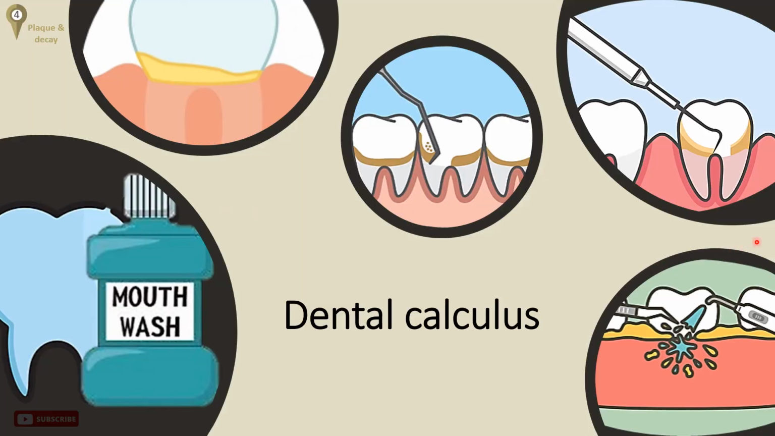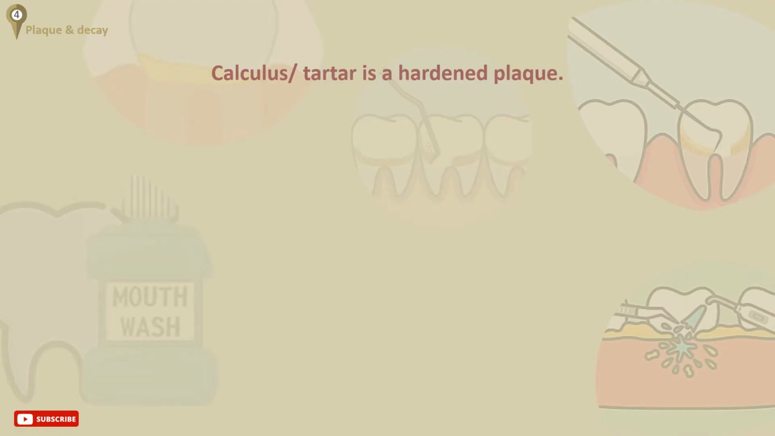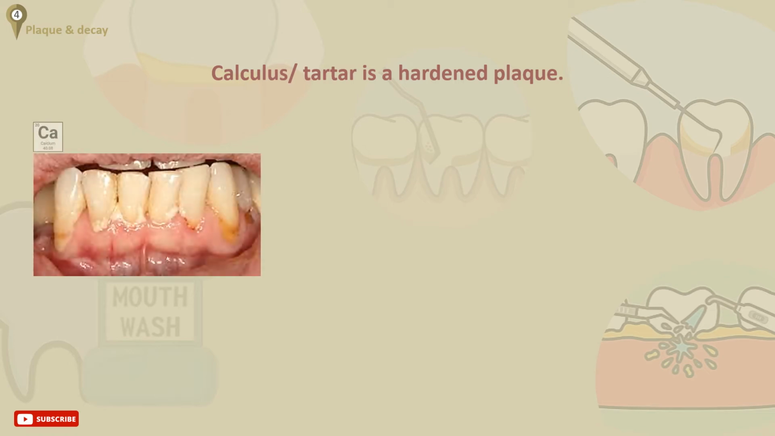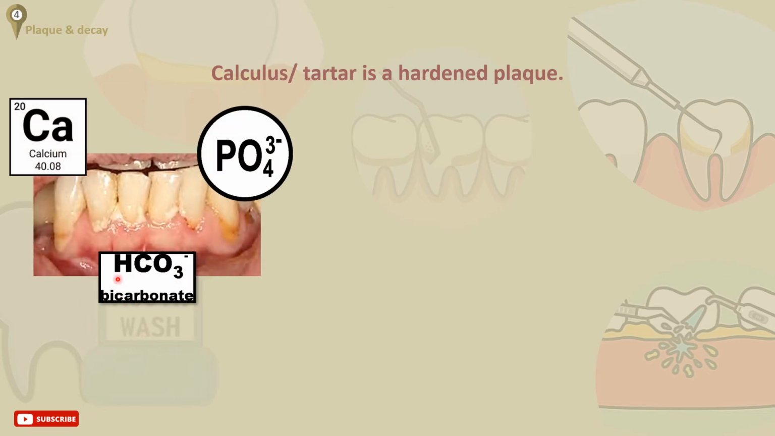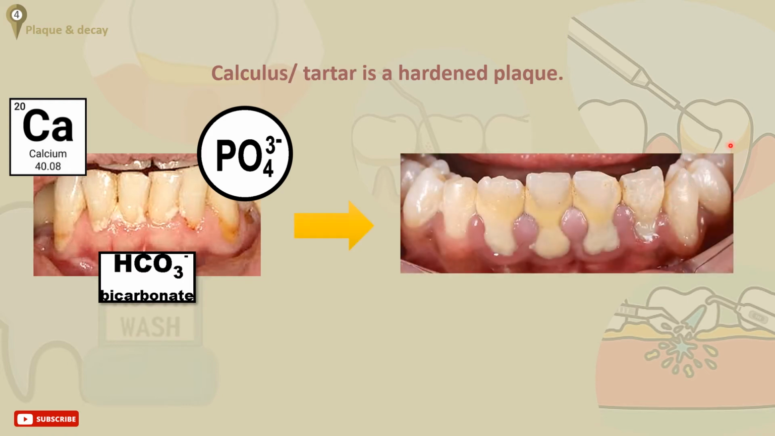Now, let's see how the dental bacterial plaque can turn into calculus. Calculus, also known as tartar, is a hardened plaque. When the plaque is not effectively removed during your oral hygiene routine, minerals from your saliva combine and deposit in this plaque to develop tartar or calculus, which is the hard, solid form of plaque.